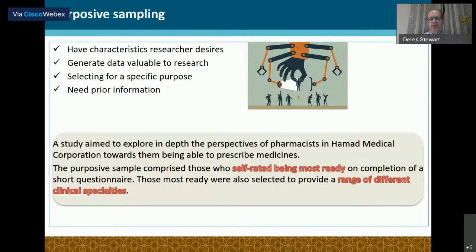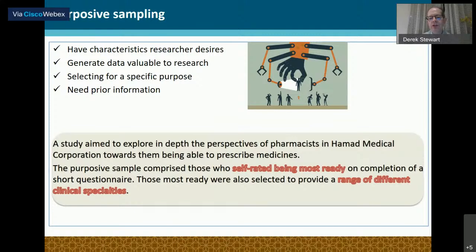This is a study that we're doing just now. It's actually a mixed method study, but we're looking at the qualitative part of that here. So we're looking in depth at the perspectives of pharmacists and Hamad towards themselves being able to train and prescribe medicine. So the purposive sample, we've had people already fill in an online questionnaire, and as part of that, they had to self-rate how ready they were to train and be prescribing medicine.